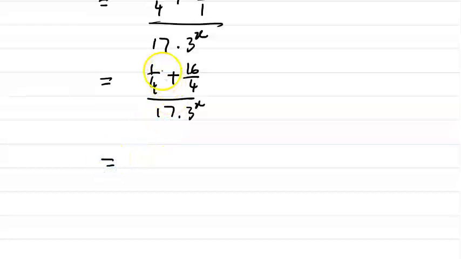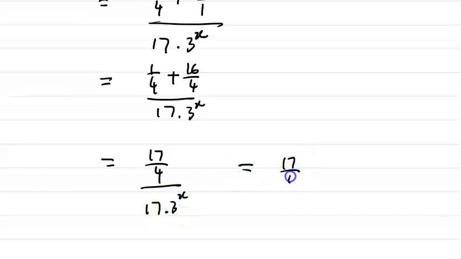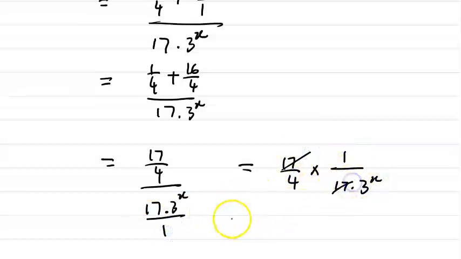So let's see what we have over here now. We got 16 plus 1, there is 17 over 4, all over 17 times 3 to the x, which will equal 17 over 4 times 1 over 17 times 3 to the x. 17 and 17 cancel, which leaves me with 1 over 4 times 3 to the x.